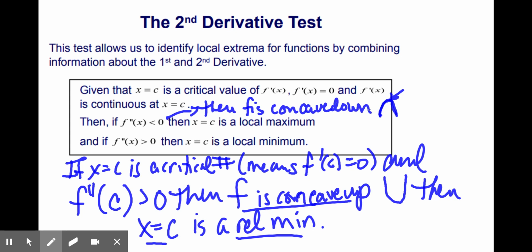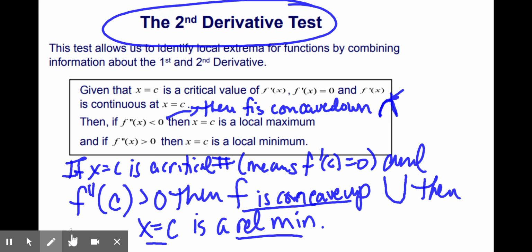What's important to understand about the second derivative test is the following. You must have a critical number. You first have to figure out that the derivative is equal to 0 at that number. It has to be a critical number, because if it's not a critical number, it can't be a min or max. It's got to be a critical number first. Otherwise, you can't use the second derivative test. It doesn't make any sense.